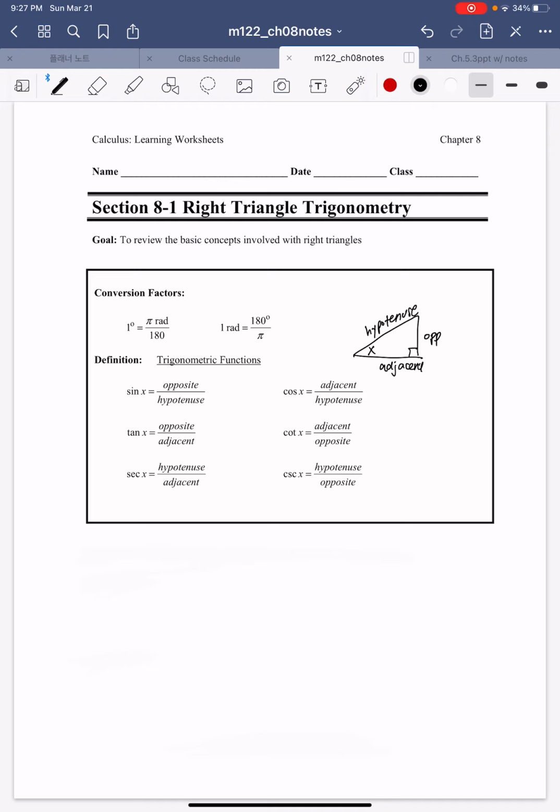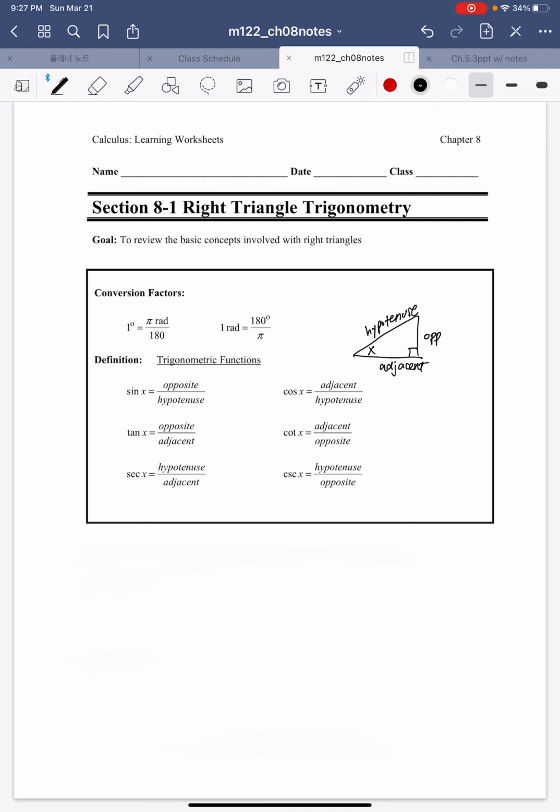So you can derive all 6 trigonometric functions from this right triangle. Cosine is adjacent over hypotenuse. Tangent is opposite over adjacent. Cotangent is adjacent over opposite. Secant is hypotenuse over adjacent. Cosecant is hypotenuse over opposite.